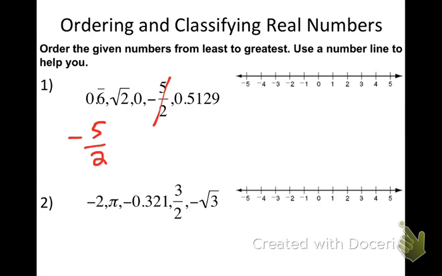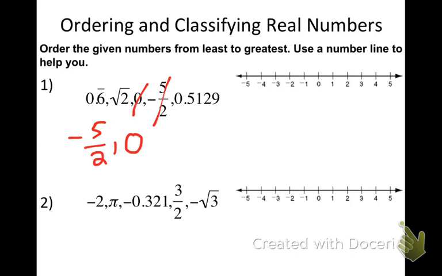Now, after negatives, before we get to positives, what number falls in place there? 0.512? Before that. You might not see it because the commas and the periods look a little off. But every time you get after negatives before you get to positives, always place that 0 in there. So I have 0. Now I have 0.6 repeating, square root of 2, and 0.5129.